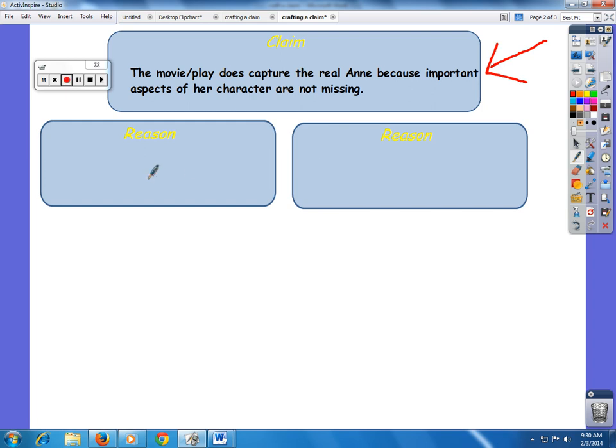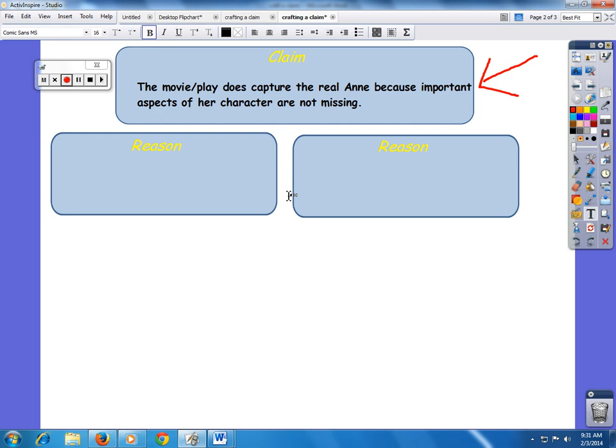Because you can say, well, in the play, this was how Anne was. In the diary, this is how Anne was. So if you're one of the people that is saying that it doesn't capture her, that's a great way to do it. But if you're one of the people that says it does capture her, you can do it like that anyway. So for the first reason, I'm going to focus on the play.